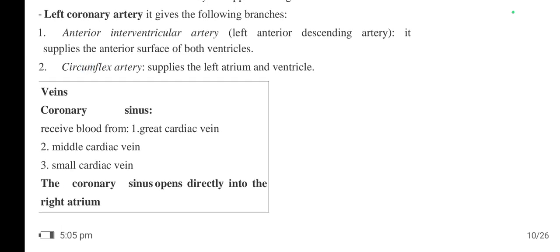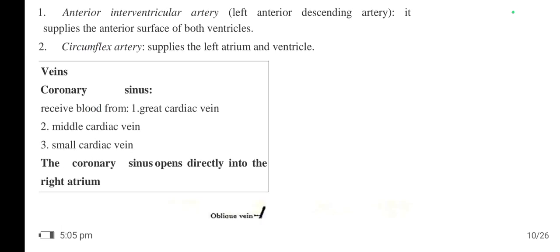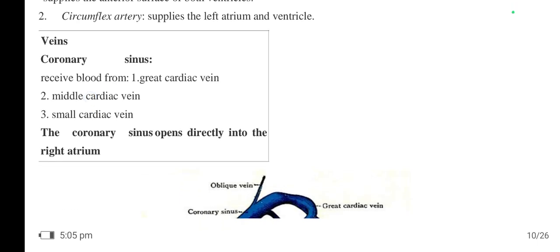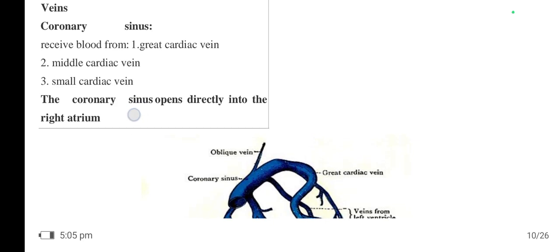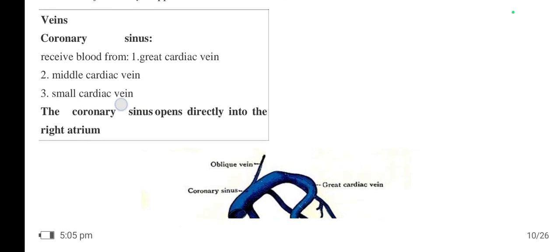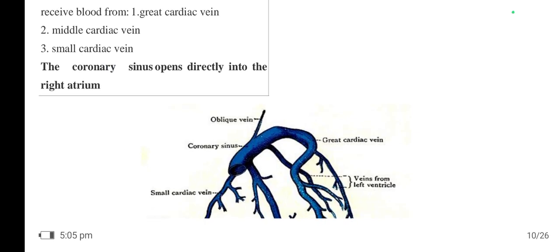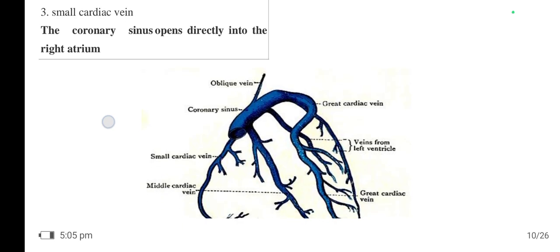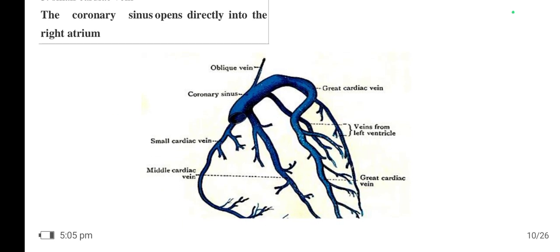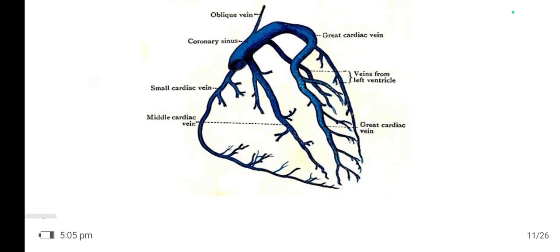Left coronary artery gives the following branches. Anterior interventricular artery, the left anterior descending artery, supplies the anterior surface of both the ventricles. Circumflex artery supplies the left atrium and ventricle. Veins: coronary sinus receives blood from 1, great cardiac vein, 2, middle cardiac vein, and 3, small cardiac vein. The coronary sinus opens directly into the right atrium.